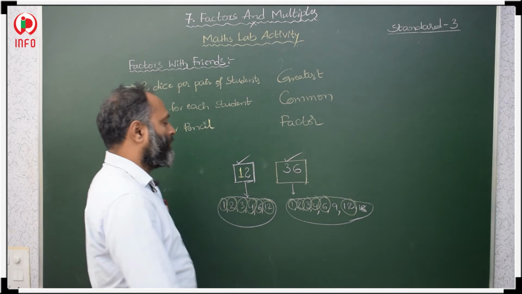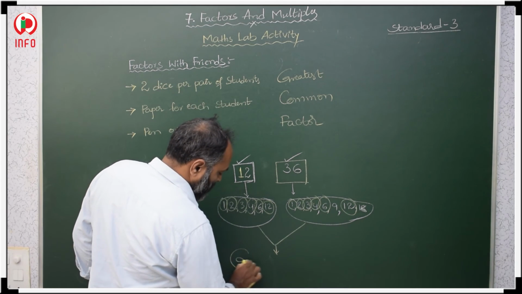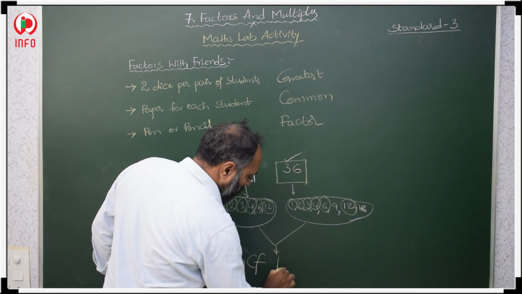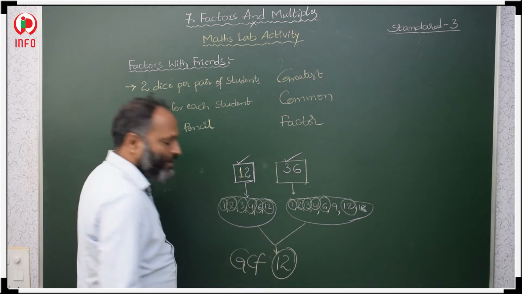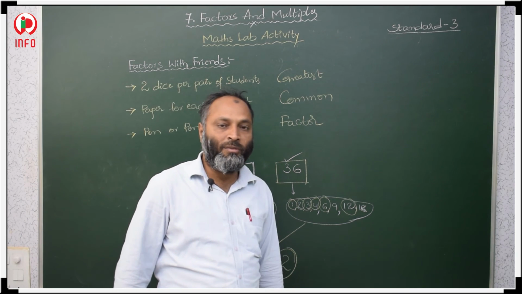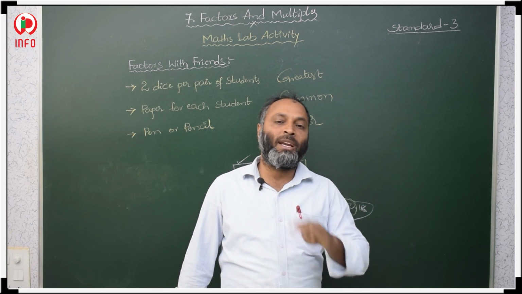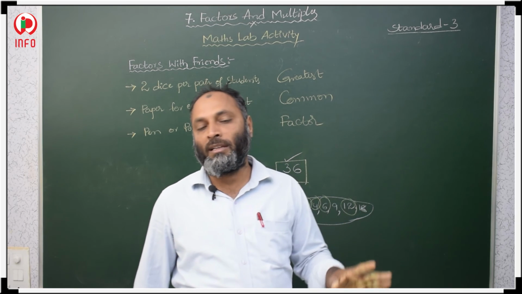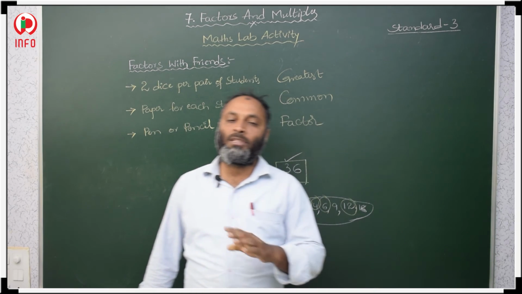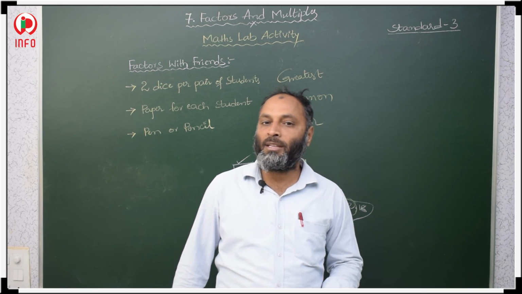After finding the common factors, you have to find the greatest common factor. The greatest common factor is 12. Then, after all four groups finish, check and compare your answers. If all four groups get the same answer, your procedure is correct.